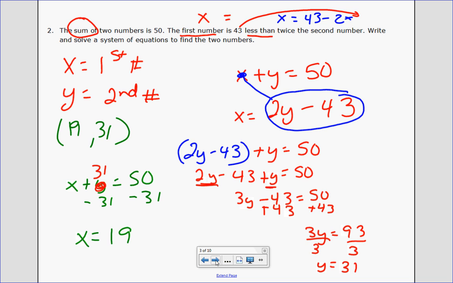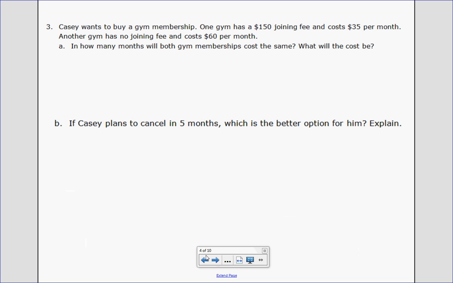Let's look at the next one. Number 3. Casey wants to buy a gym membership. One gym has a $150 joining fee and costs $35 per month. The other gym has no joining fee, but you pay $60 per month. In how many months will both memberships cost the same, and what will that be?